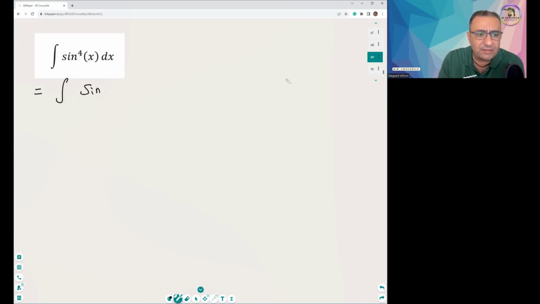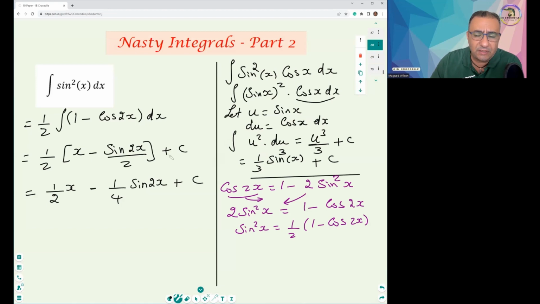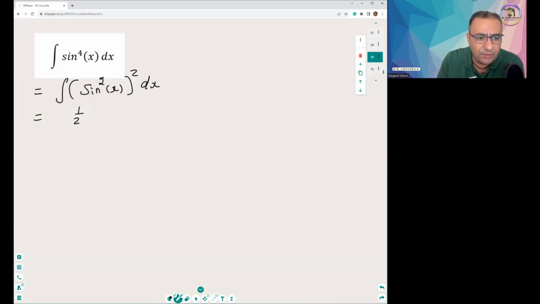Here we have the integration, and we can rewrite this as sine squared of x, all to the power of 2, because we can deal with sine squared. And then for sine squared x, we can use the cosine double angle identity, as I did in the previous example, and replace it by 1/2 multiplied by 1 minus cosine 2x. So it's going to be 1/2 multiplied by 1 minus cosine 2x, all to the power of 2 dx, and that's the integration.